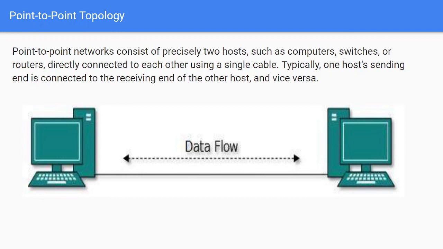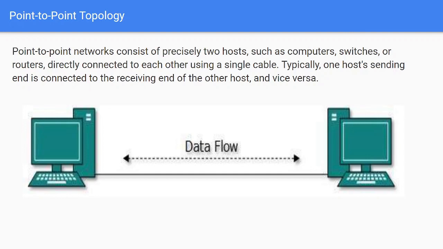So what exactly is point to point topology? A point to point network consists of precisely two hosts, such as computers or switches or routers, directly connected to each other using a single cable. Typically, the sending end of one host is connected to the receiving end of the other host and vice versa. So it consists of two distinct devices connected by a single cable. Computer A is connected to computer B with a single cable.